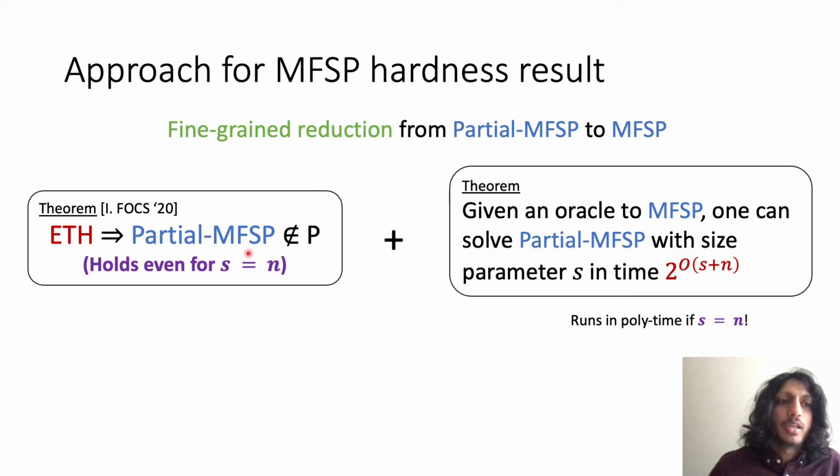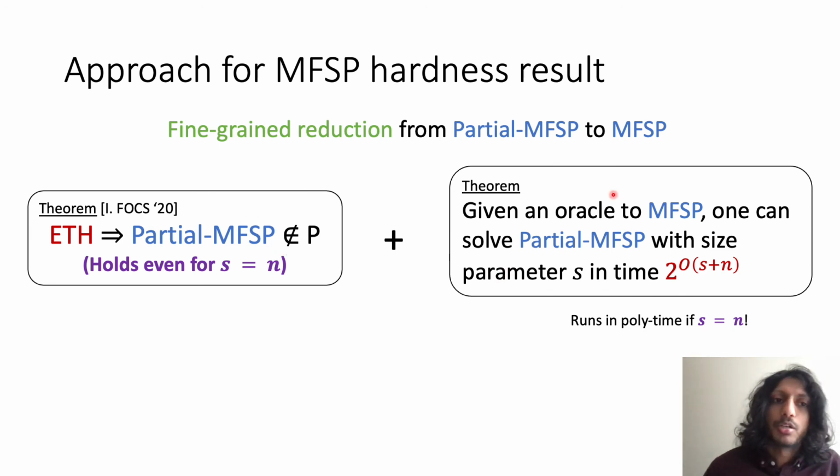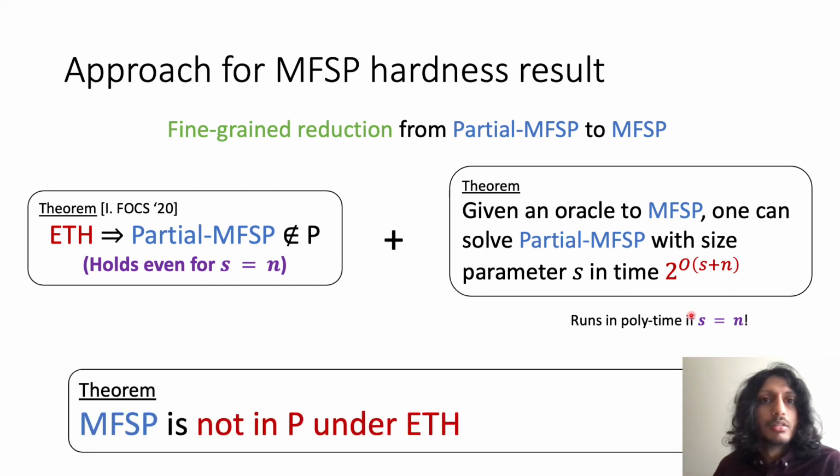So basically what we get is that we know that partial MFSP on this size parameter is not in P. We know that there's a polynomial time reduction from partial MFSP to MFSP in this size regime, and that gives us our main result, which is that MFSP is not in P under ETH.